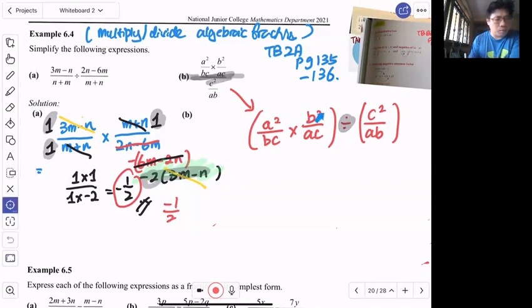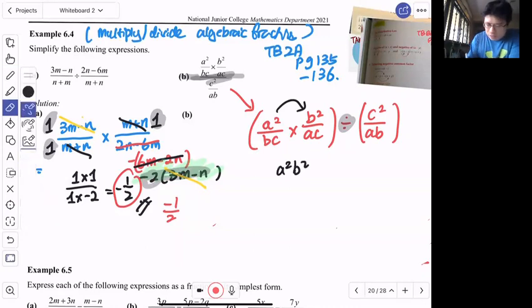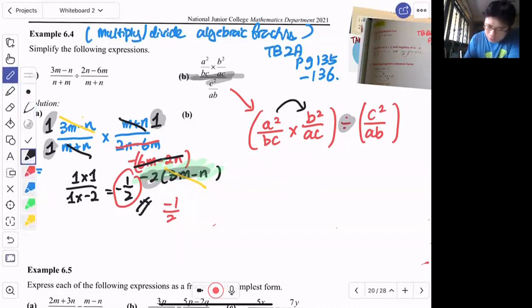This portion here is just multiplication. Top and top, a square, b square. Maybe I can cancel first. I cancel a, this one becomes a power 1. Cancel b, this one becomes b power 1. So on the left side, I'm left with a, b, c square. Is that okay so far for everyone?